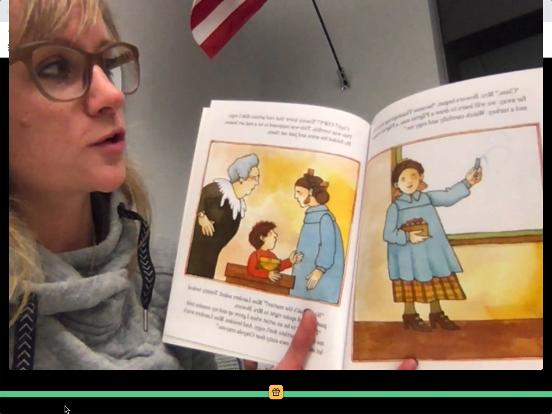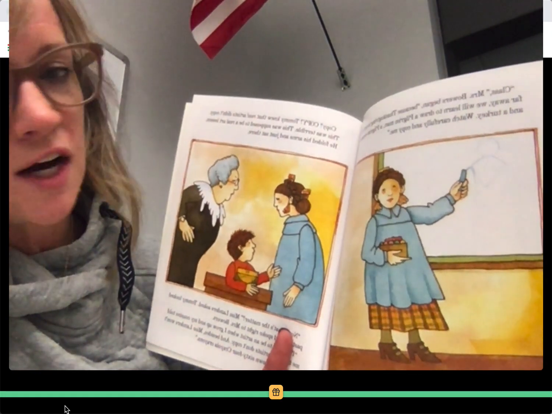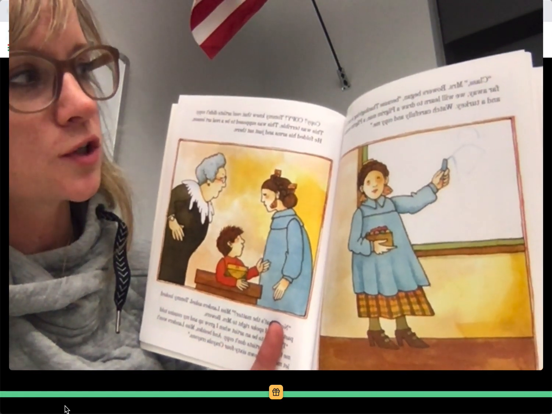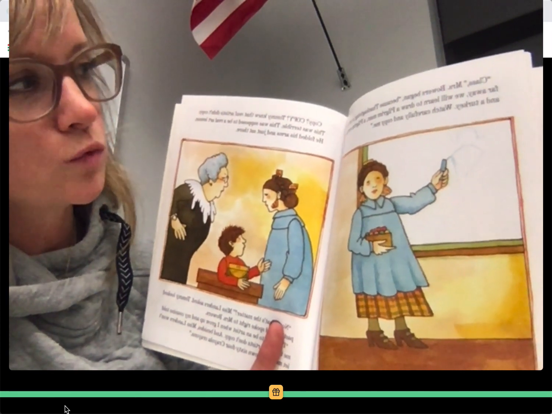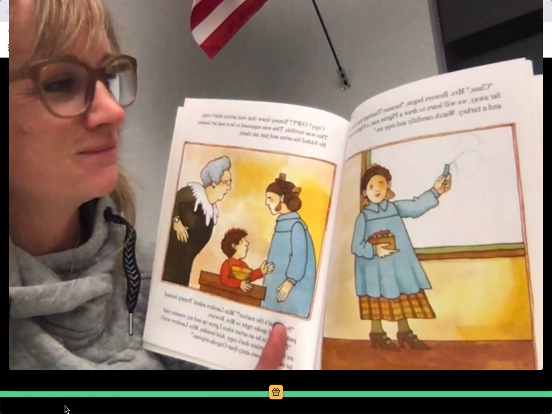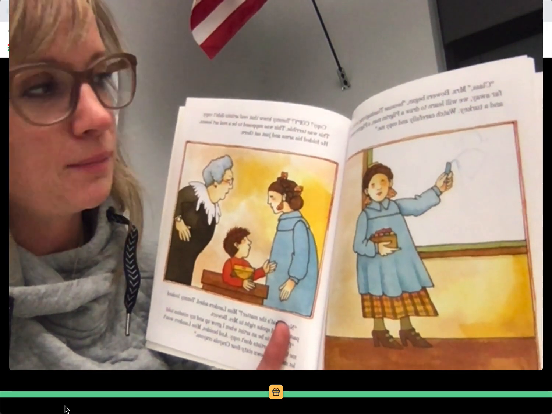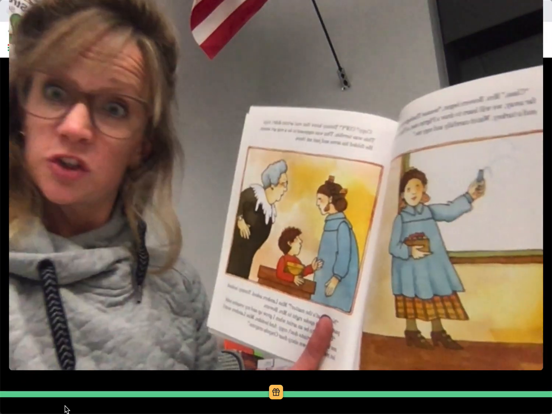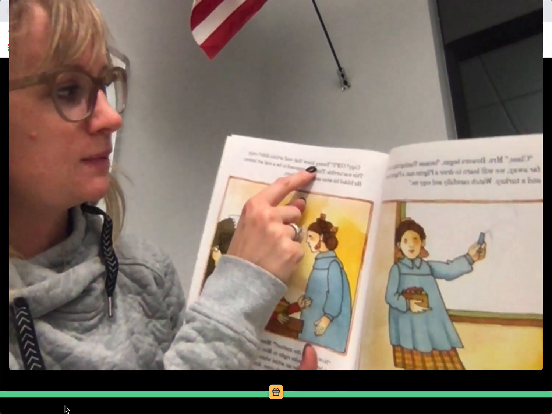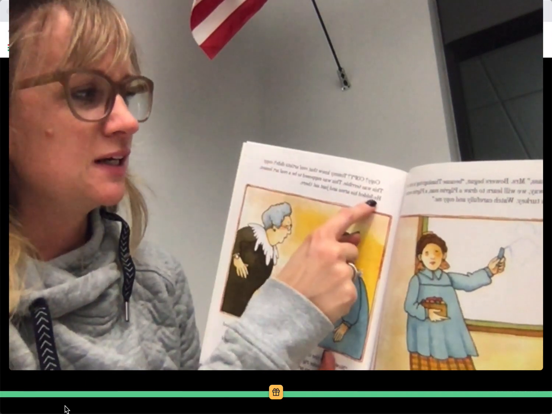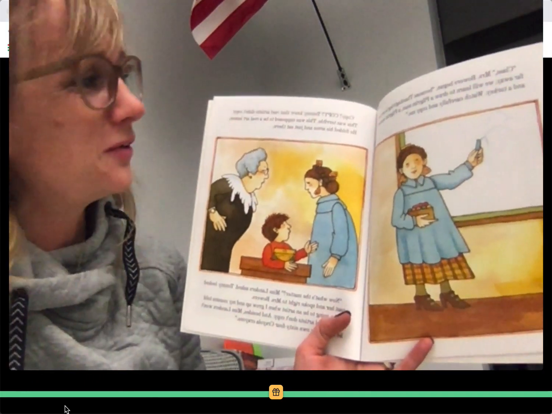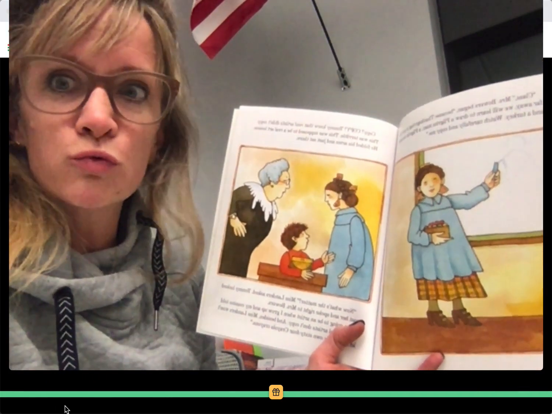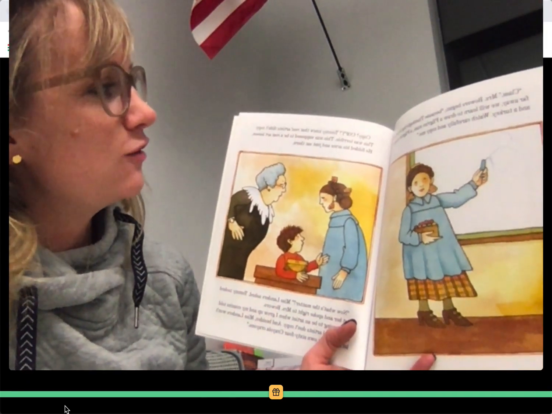"Class," Mrs. Bowers began, "because Thanksgiving is not too far away, we will learn to draw a pilgrim man, a pilgrim woman, and a turkey. Watch carefully and copy me." "Copy? Copy!" Tommy knew that real artists didn't copy. This was terrible. This was supposed to be a real art lesson. He folded his arms and he just sat there.